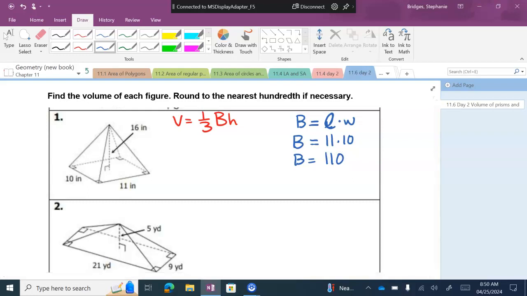Okay. Now we're going to plug this into our formula. It is 1/3 times that base area. And then what is the height of my pyramid? What is the length from the vertex to the center of the base that's written in there? 16.